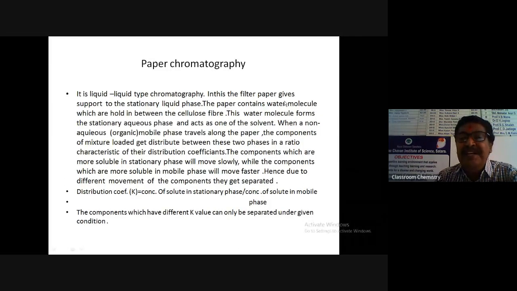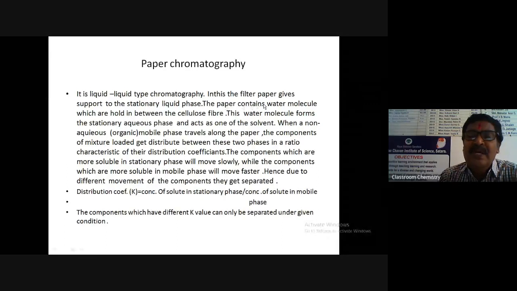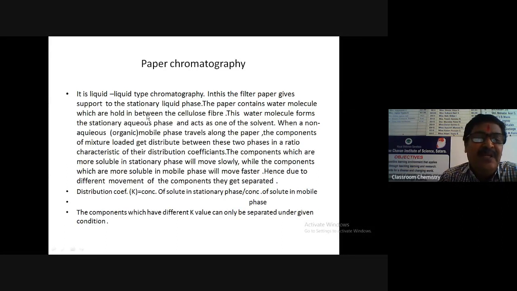The paper contains water molecules which are held in between the cellulose fiber. त्या फिल्टर पेपर मध्ये किंवा जो आपण पेपर वापरतो त्या पेपर मध्ये वॉटर मॉलिक्यूल आहेत आणि ते वॉटर मॉलिक्यूल हे सेल्युलोज फायबरनं पेपरवर होल्ड केले जातात, धरून ठेवले जातात. These water molecules form a stationary aqueous phase and act as one of the solvents.